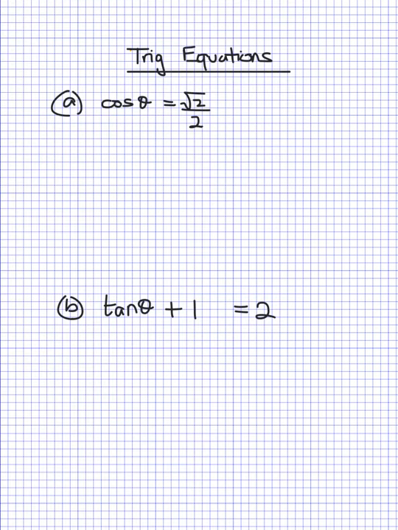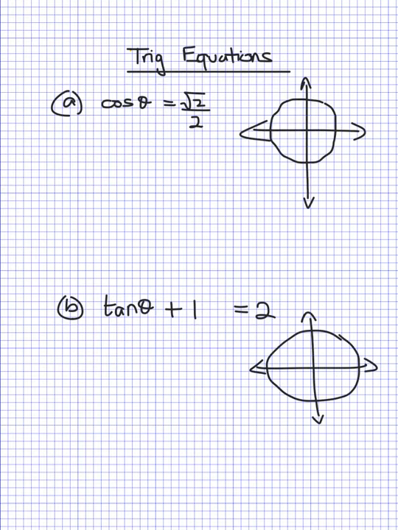Trig equations are like normal equations, where you've got x equals 3, or x equals root 2 over 2. But instead of x, you now have cos. That's all the difference. When we've got a trig equation, basically what we're actually saying is, what is the angle theta that gives me root 2 on 2 as my x value.